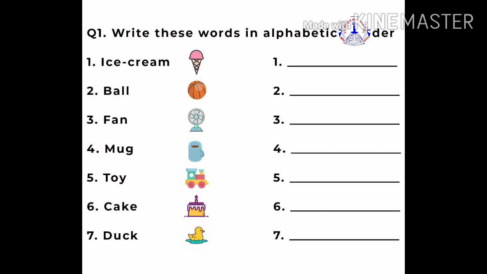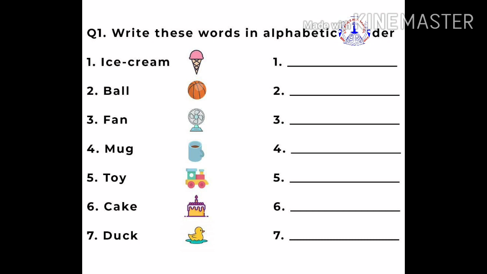These words are not arranged in alphabetical order. You are going to see the first letter of each word and arrange the words according to alphabetical order. In this I have given you only the question; the answer you children are going to write. Now we will come to question number two.